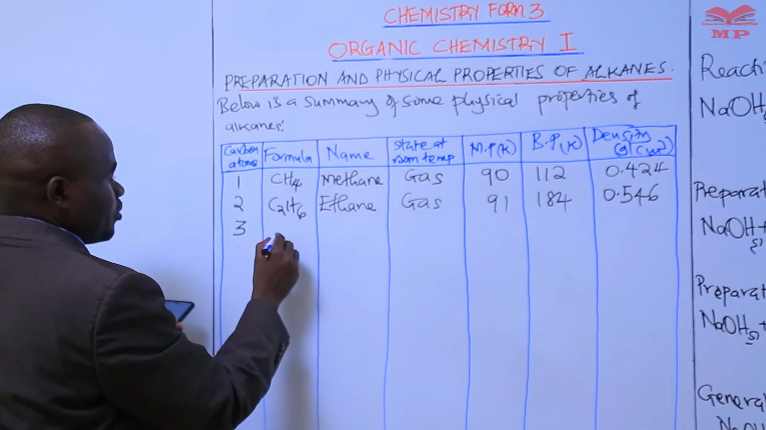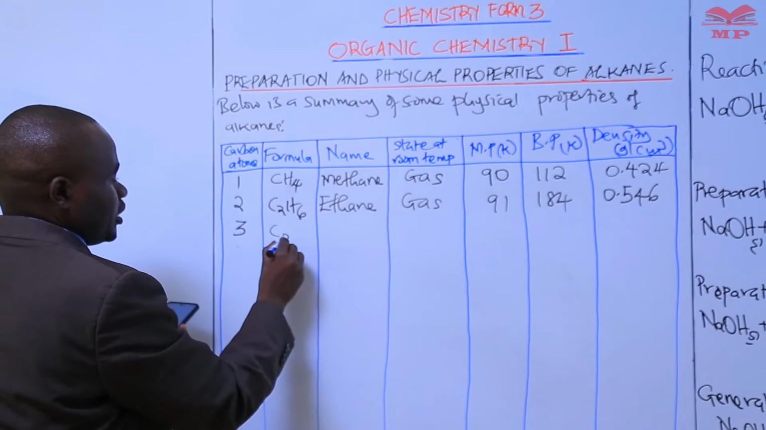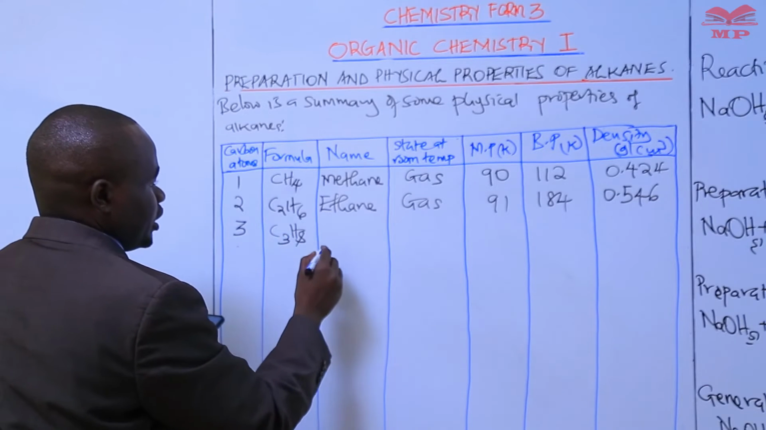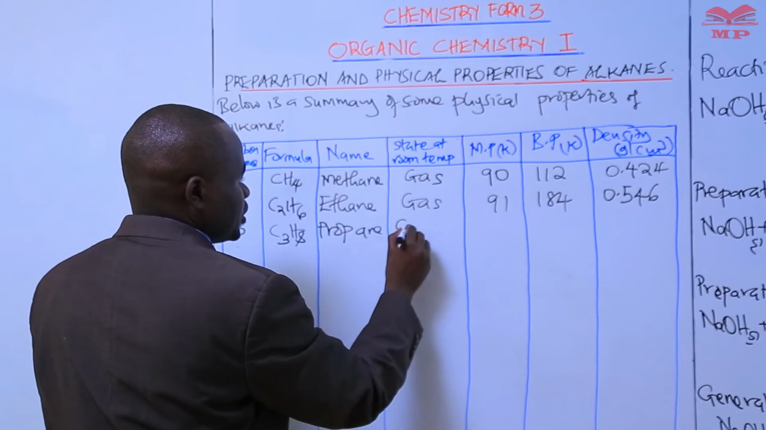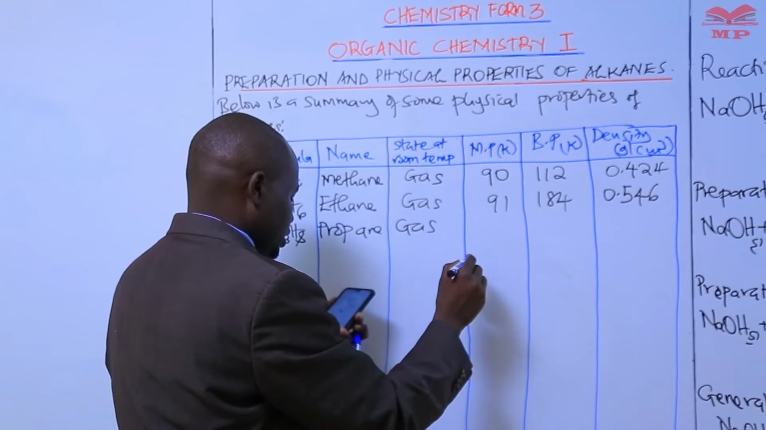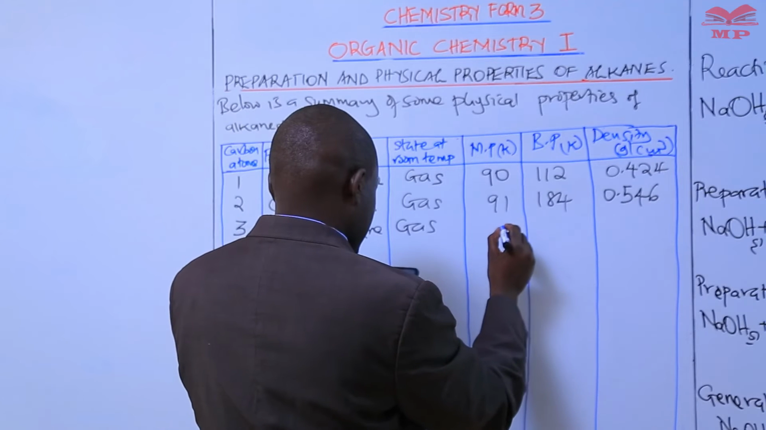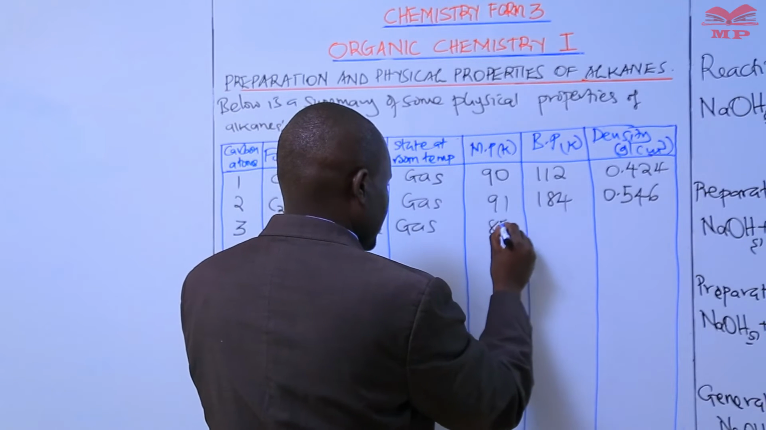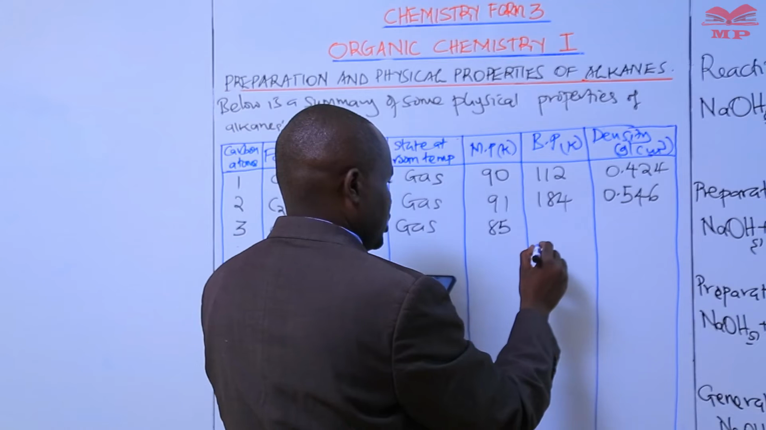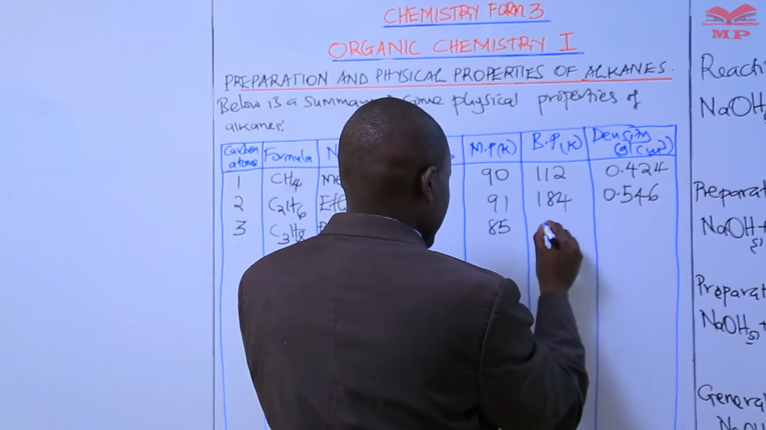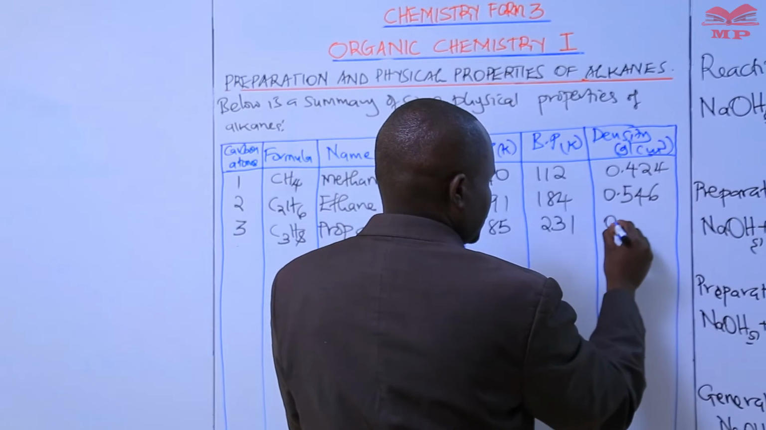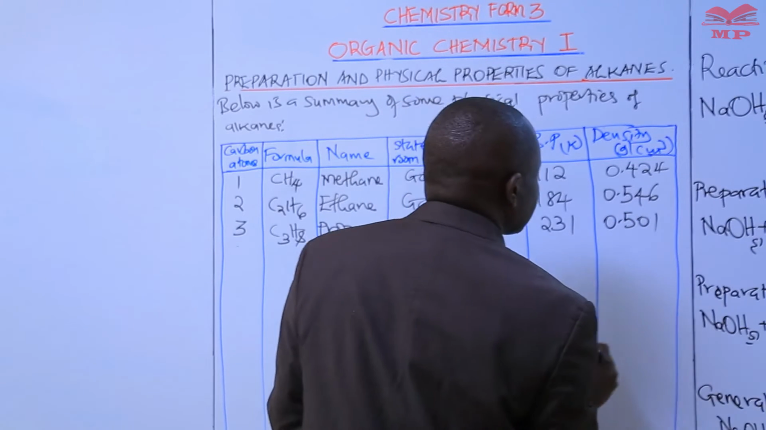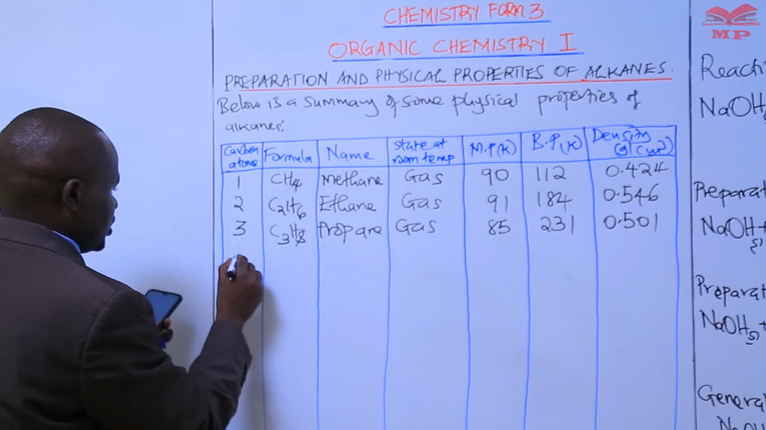The next one, carbon atoms 3, formula is C3H8. The name is propane. State at room temperature, gas. Melting point is around 85. Then boiling point 231. Then density 0.501 grams per centimeter cubed.